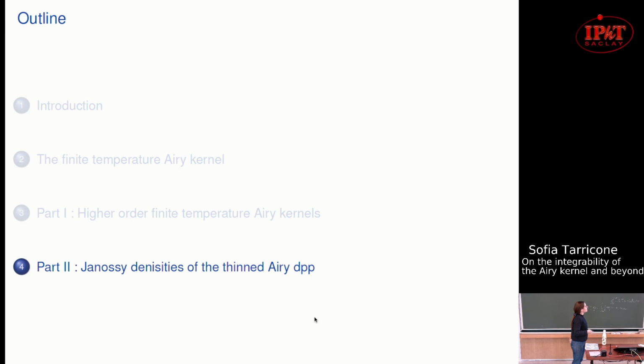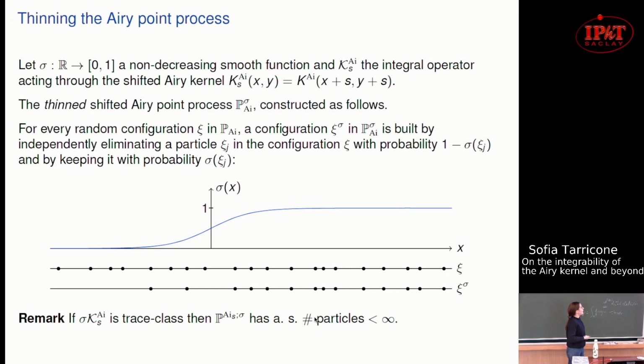So this second work instead, that we did with Tom Claeys, Gabriel Glesser and Giulio Ruzza, is about another generalization that you can take of the finite temperature Airy kernel. This was not motivated actually by models in physics or other models in probability, but just from the theory of experimental point processes. So what we are now going to do is thin our determinantal point process that was defined through the Airy kernel.